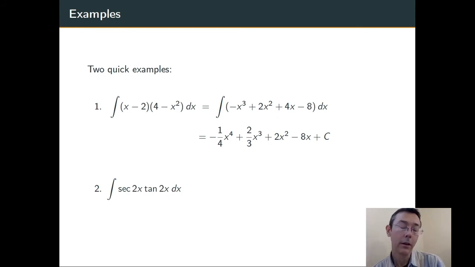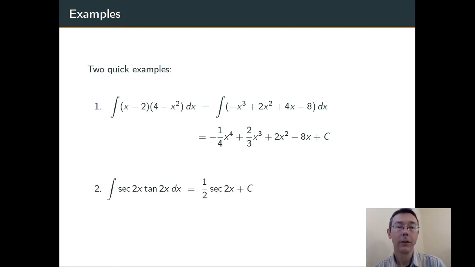Problem 2. Integral secant 2x tangent 2x dx. So we need the most general antiderivative of secant 2x tangent 2x. Hopefully we remember that the derivative of secant theta is secant theta tangent theta. So here we expect an answer like secant of 2x. But if we differentiate secant of 2x, we get secant of 2x tangent of 2x times 2 by the chain rule. So an extra factor of 2 that we don't want.